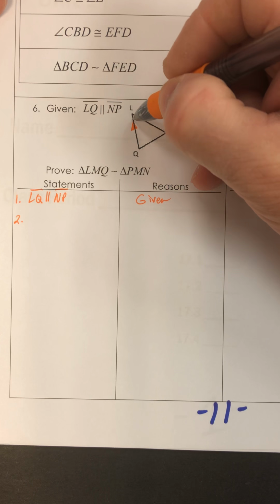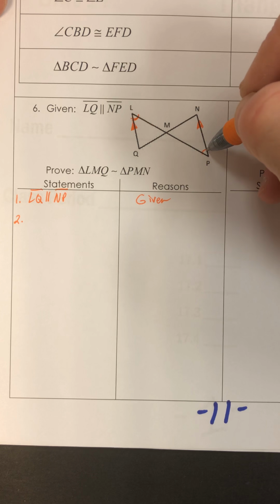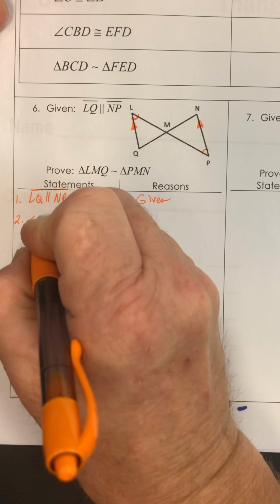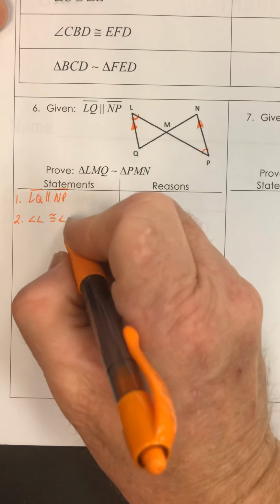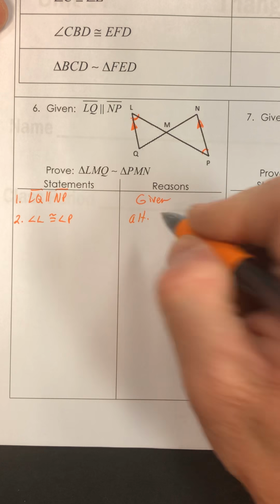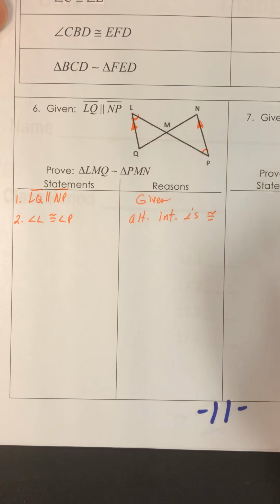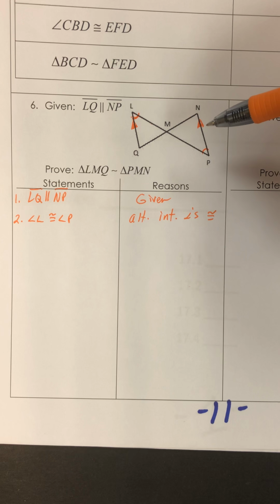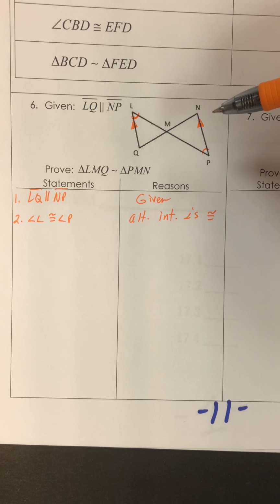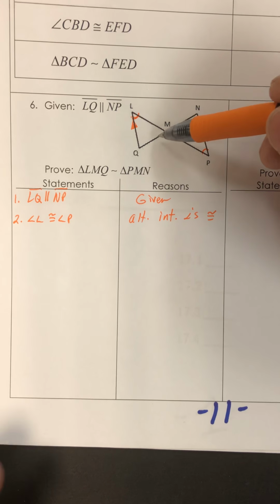So I could say angle L, I mean, NP. So let's go angle L is congruent to angle P, because those are alternate interior angles from parallel lines. Alternate interior angles are congruent. Now there's several ways you can go about this proof. Okay, you can get another pair. You only need 2 angles, right? So we have vertical angles here.